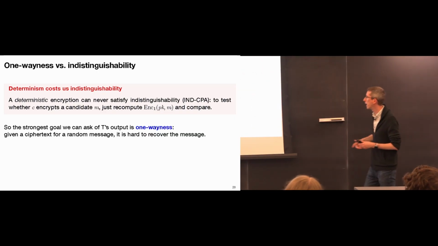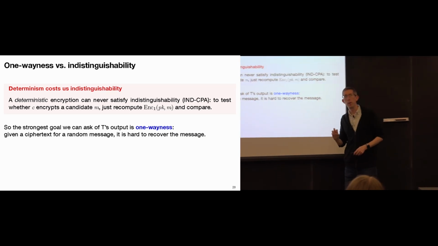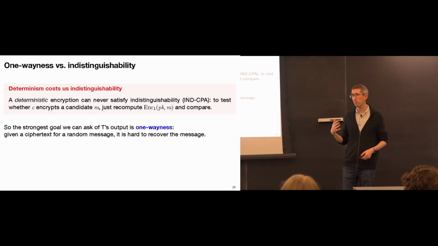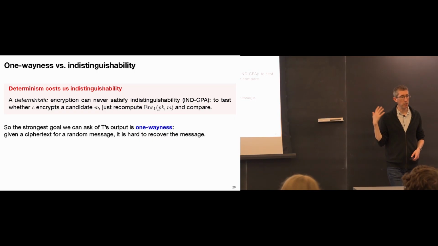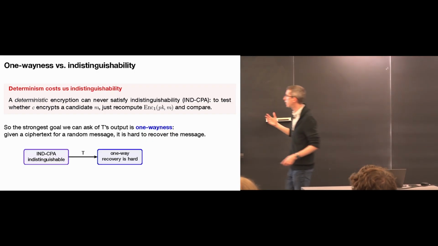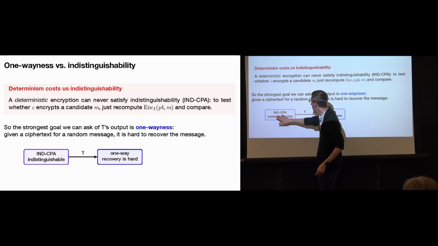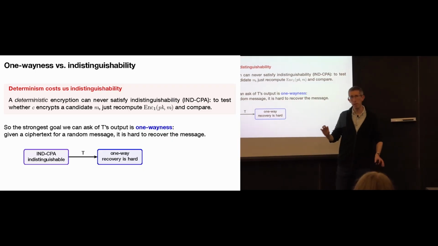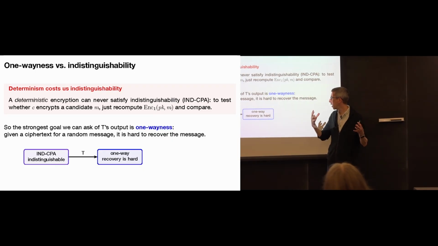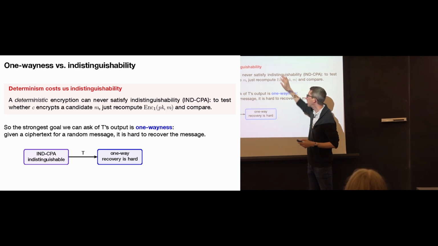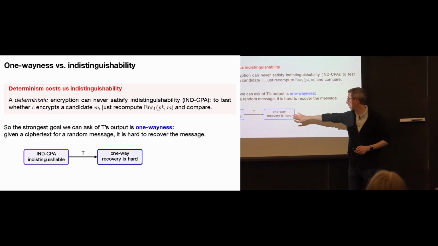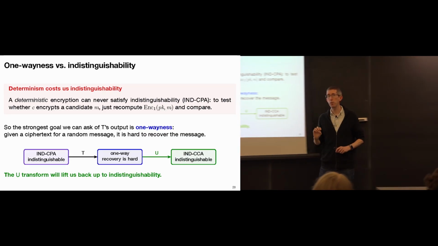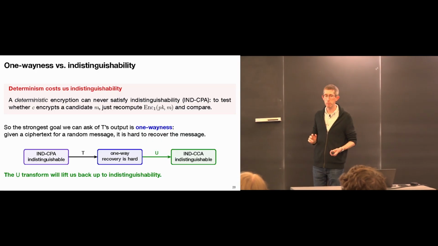The only property we can hope for is a property called one-wayness. If I give you a ciphertext encrypting an unknown message, can you recover the message? We do have the chance of achieving this using a deterministic scheme. Diagrammatically, we started off with something that did have indistinguishability, and we applied this T transform because we wanted to add rigidity, but that meant that we lost indistinguishability. We got one-way recovery being hard, but we still want indistinguishability at the end, so we're going to apply the U transform after this to lift us back up.